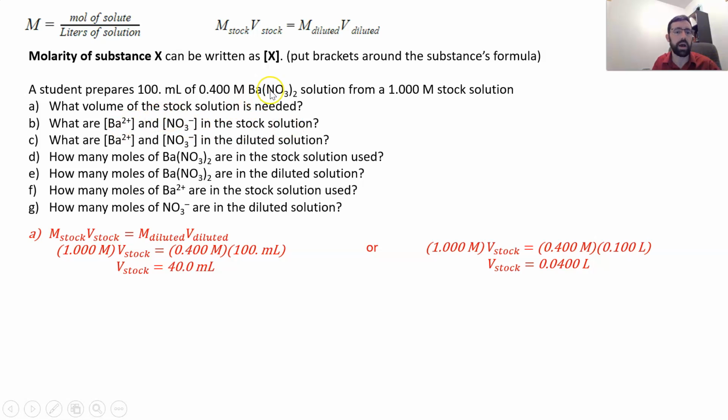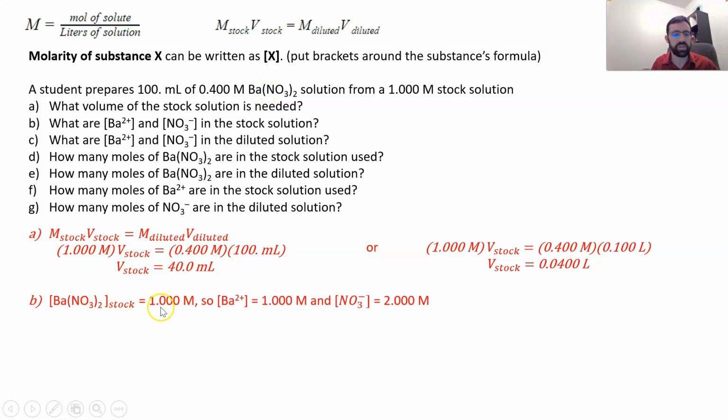Okay, part B asks, what are the concentrations of barium ions and nitrate ions in the stock solution? Well, the barium ions are going to have the same concentration as the concentration of barium nitrate in the stock solution. And the reason is because there's a 1-to-1 ratio between barium ions and barium nitrate. There's only 1 mole of barium ions in 1 mole of barium nitrate.